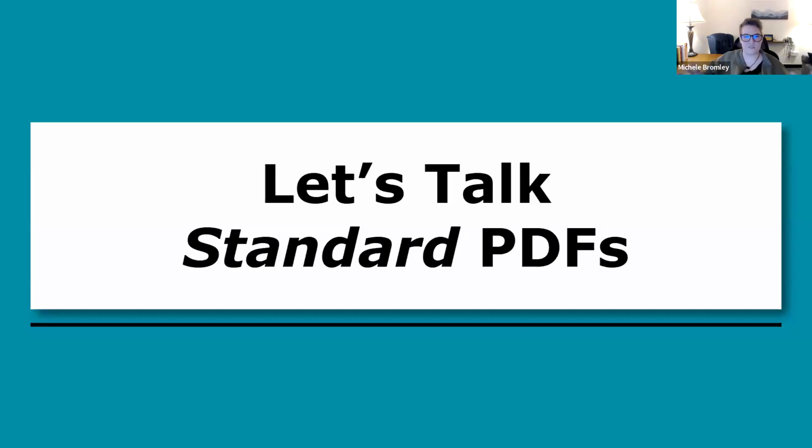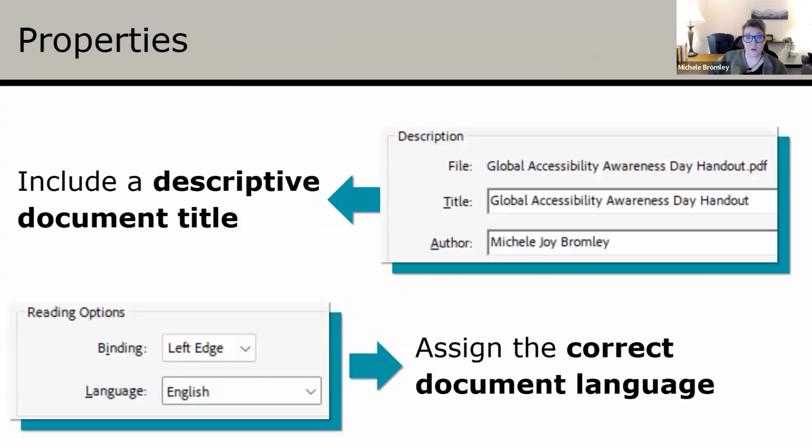So let's break that standard PDF checklist down. First, properties. Your primary directives here are to, number 1, include a descriptive document title, and number 2, assign the correct document language. There's other properties that can be helpful, but these are the 2 that are going to be most important for screen reader and other adaptive technology navigation. Likewise, for ensuring that your document is read aloud correctly by screen reading and text-to-speech software.